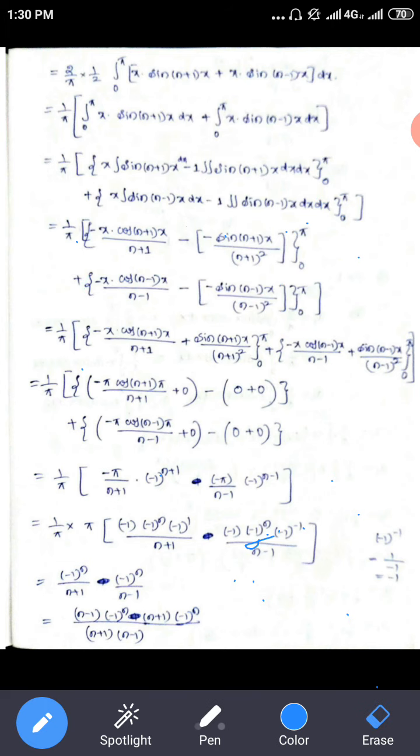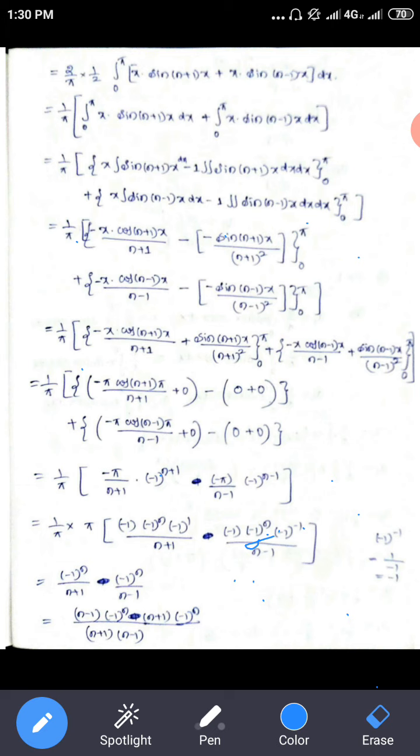So next, therefore 1 by pi, minus x into cos((n+1)x) divided by (n+1) plus sin((n+1)x) divided by (n+1) the square, integrated between 0 to pi. Next one is minus x cos((n-1)x) divided by (n-1) plus sin((n-1)x) divided by (n-1) the square, from 0 to pi. So 1 upon pi, 0 to pi is there, no? So substitute, what is that?